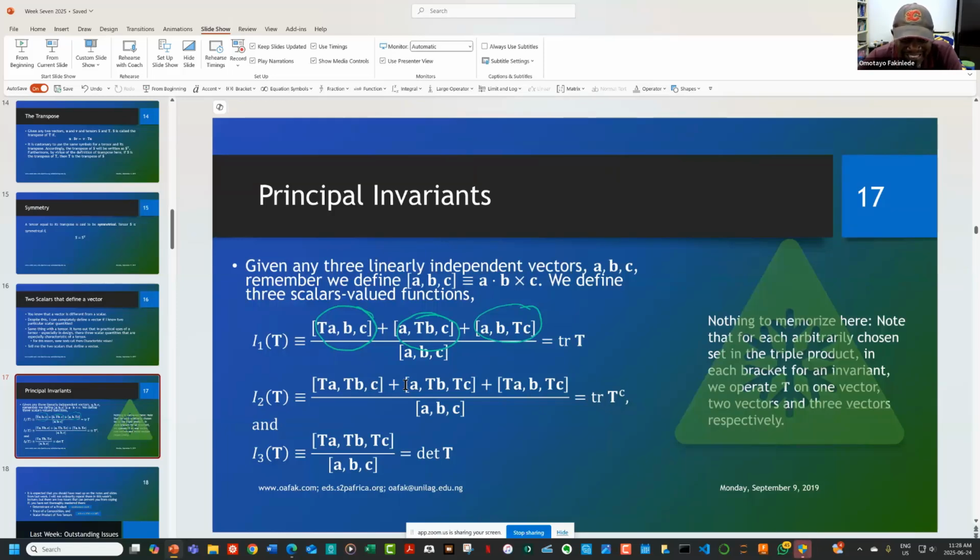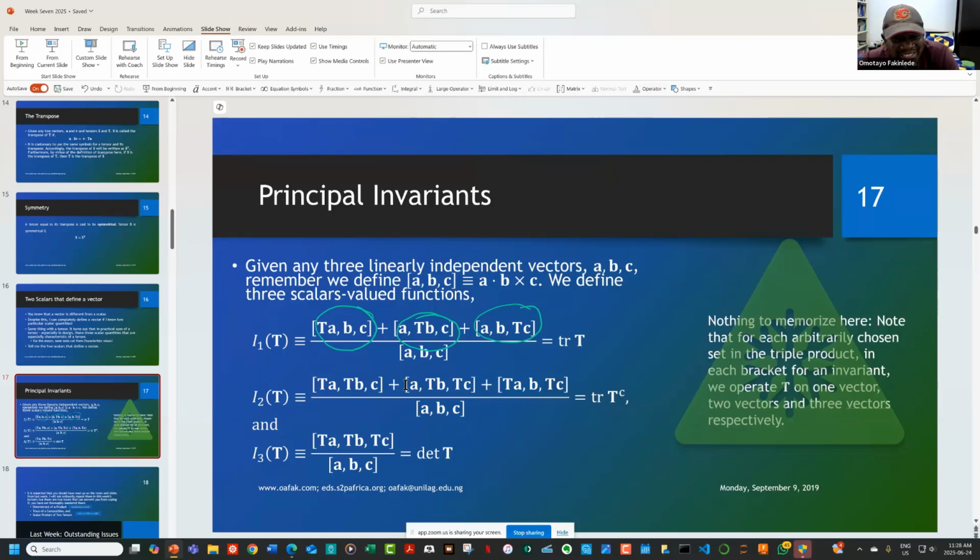These principal invariants, they are scalars. There are three scalars. Once you know those three scalars, you know the principal invariants of a tensor, and basically you know all you really need to know about the tensor. We could say the first invariant, the second invariant, and the third invariant. This is how you calculate the first invariant.